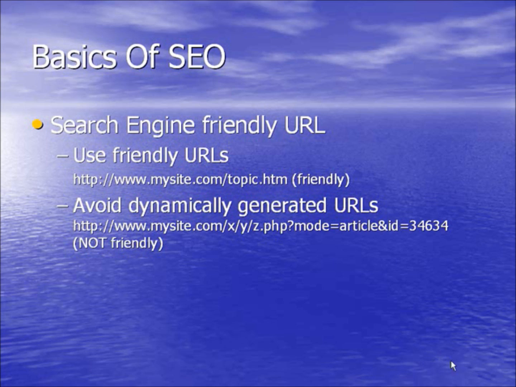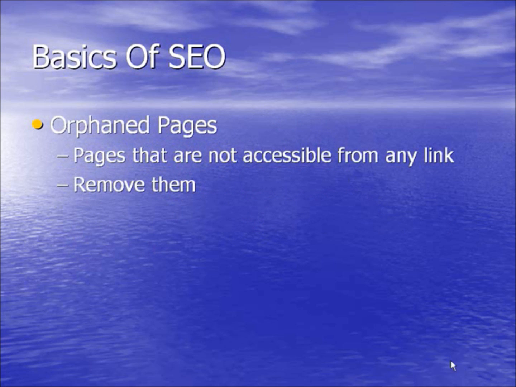As you can see in this example, which shows a query string trying to access a database to search for some information. Now most search engine robots have difficulty reading these kind of URLs, and the more complex they are, the harder it is for them to read and understand it. So please try and avoid using dynamically generated URLs and try to use simple friendly URLs as much as you can. Next we're going to talk about orphaned pages.